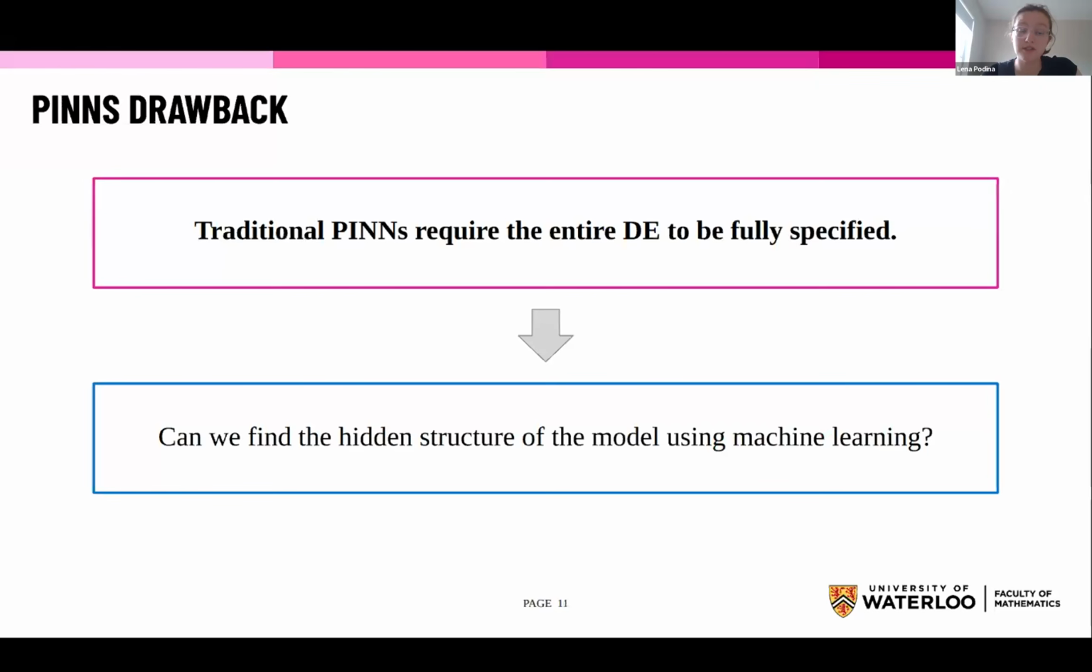However, a drawback of standard PINN approaches is that they require the entire differential equation to be fully specified. So this is a motivation for asking whether we can find the hidden structure of the model using machine learning.